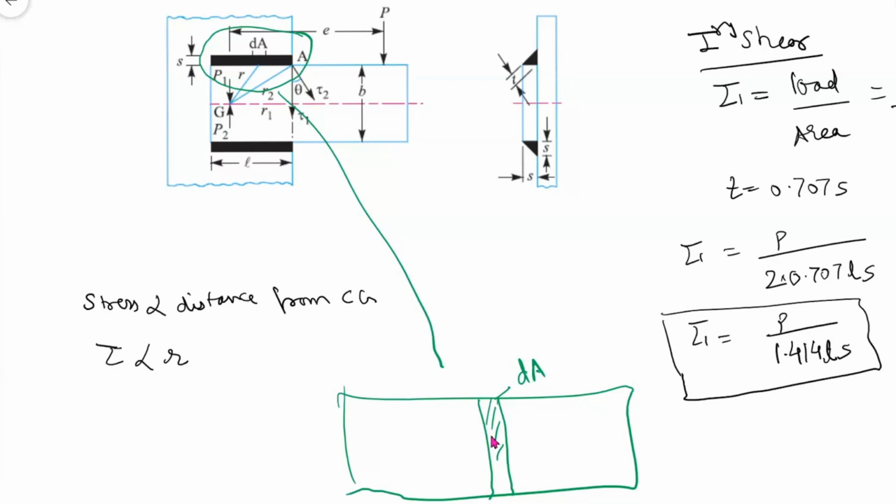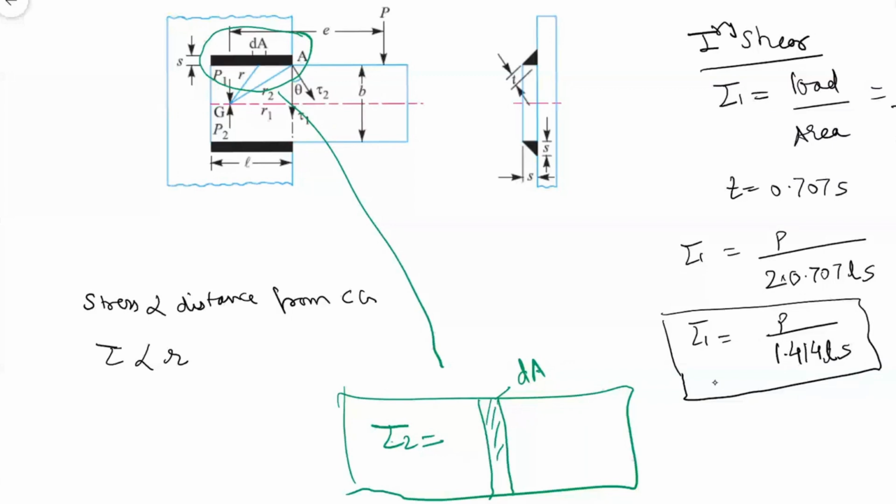This area is dA. Can you see in the sketch? Yes, sir. This area is dA, and it is at what distance? It is at distance r from the CG, and the stress acting at this area is tau. Now what are we going to do? We are going to find tau 2. Once we know the value of tau 1 and tau 2, we can add it.